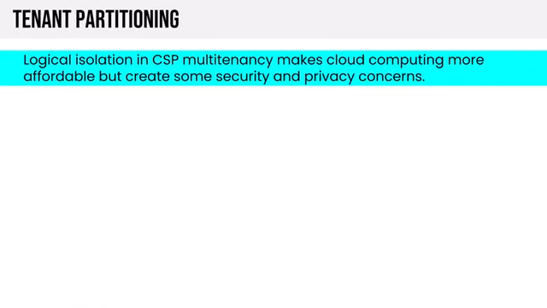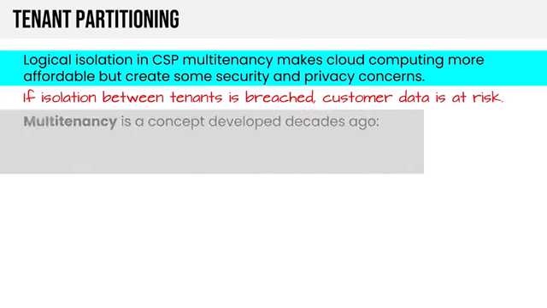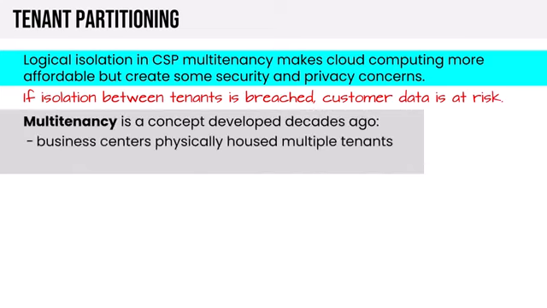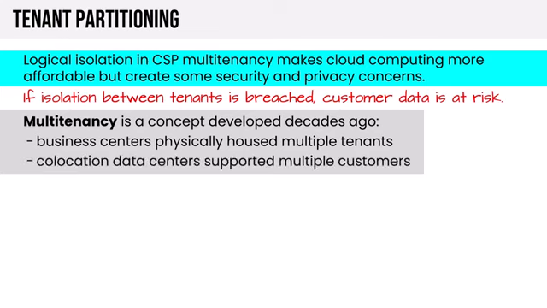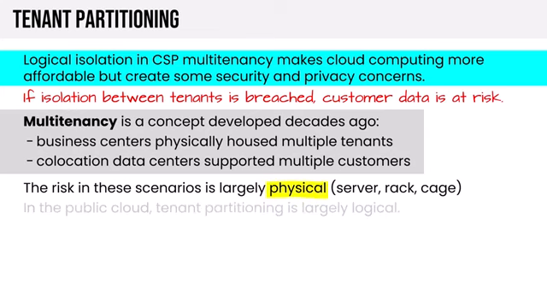So in the cloud, logical isolation and CSP multi-tenancy makes cloud computing more affordable, but it creates some security and privacy concerns in the process. If isolation between tenants is breached, customer data is at risk. Multi-tenancy is a concept that was developed decades ago, though. Business centers physically housed multiple tenants. Co-location data centers supported multiple customers, but their isolation was in many respects physical, and the risk in these scenarios is largely physical. It's a server, rack, or cage isolation.